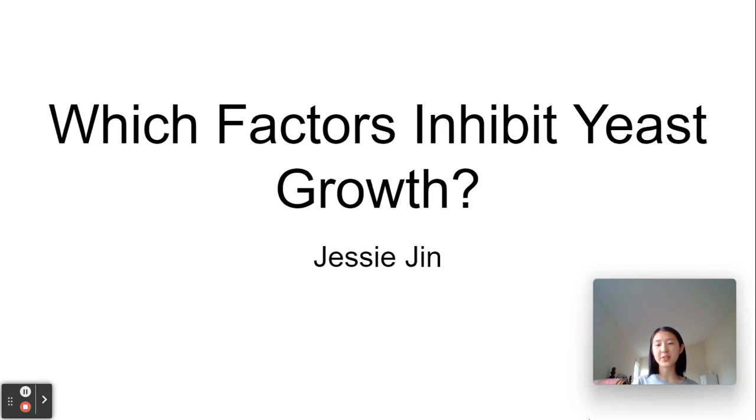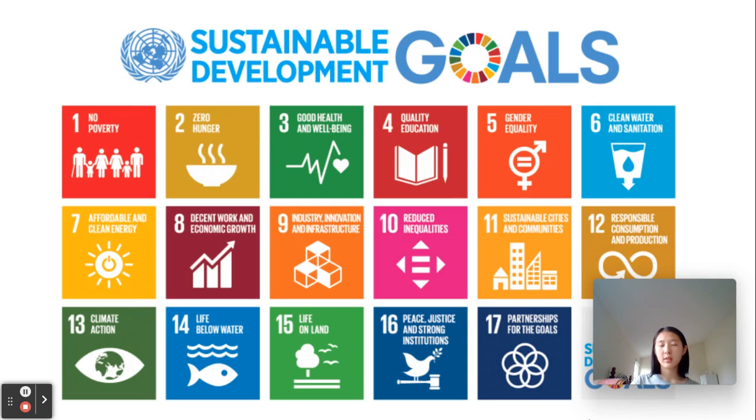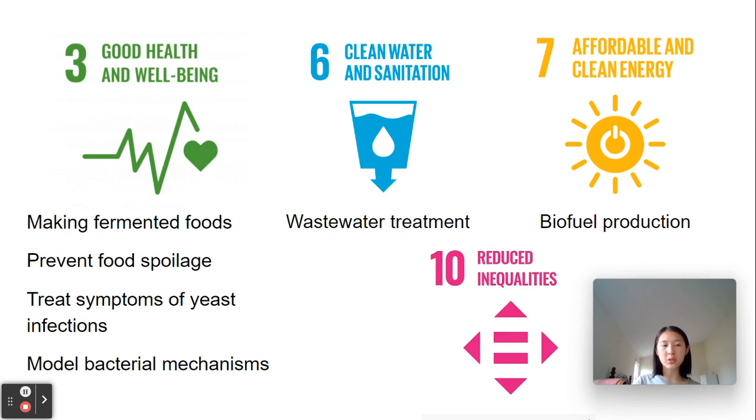My project is Which Factors Inhibit Yeast Growth? This project relates to the UN Sustainable Development Goals because yeast are useful in making fermented foods, in treating wastewater, and producing biofuel. However, some yeast can cause food spoilage and yeast infections, so it's important to learn how to inhibit their growth as well. Yeast can be used to model mechanisms in bacteria, making them useful to study. Overall, by studying yeast, we can reduce inequalities between less developed versus more developed countries.